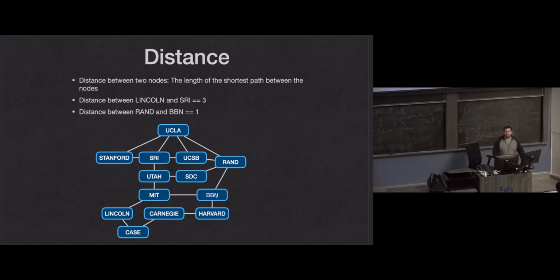Like BBN to itself, that would be a path of length 0. You're already there. The start and end are the same node, path of length 0 to get from that node to itself. The path would just be the node BBN, and that's it. Path of length 0.